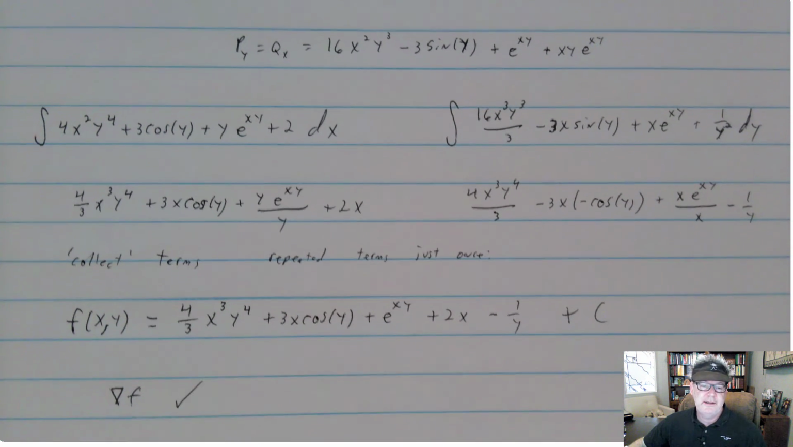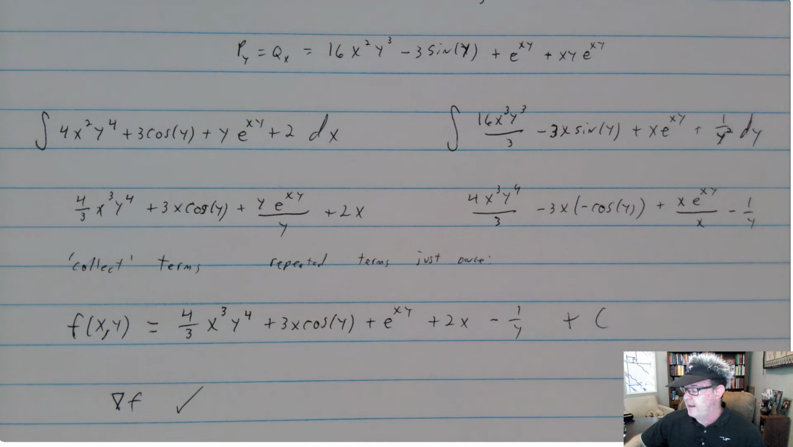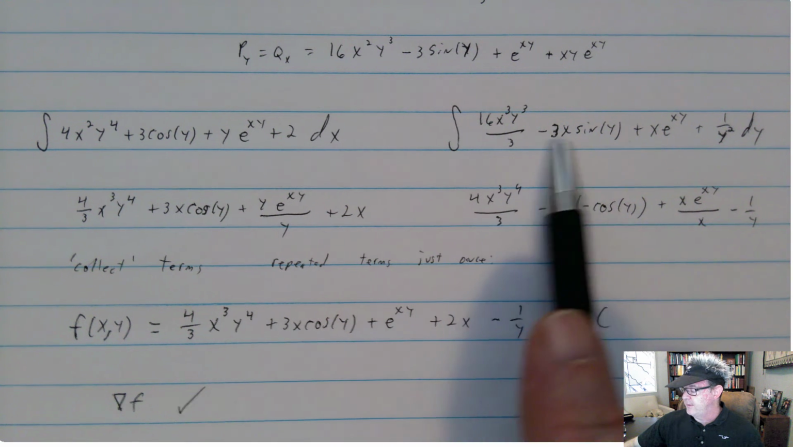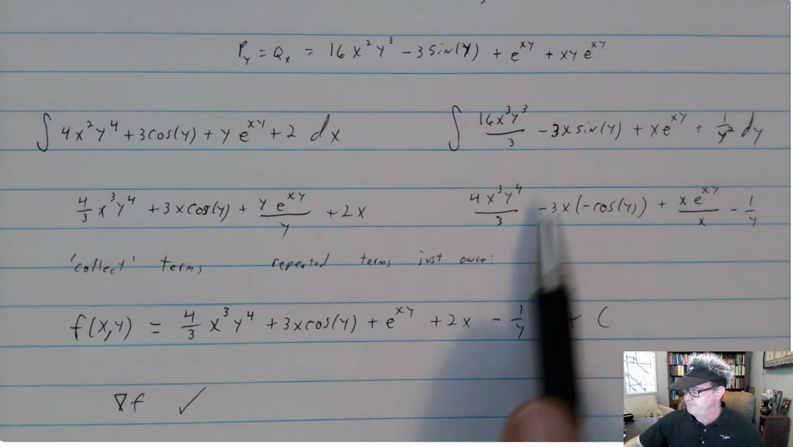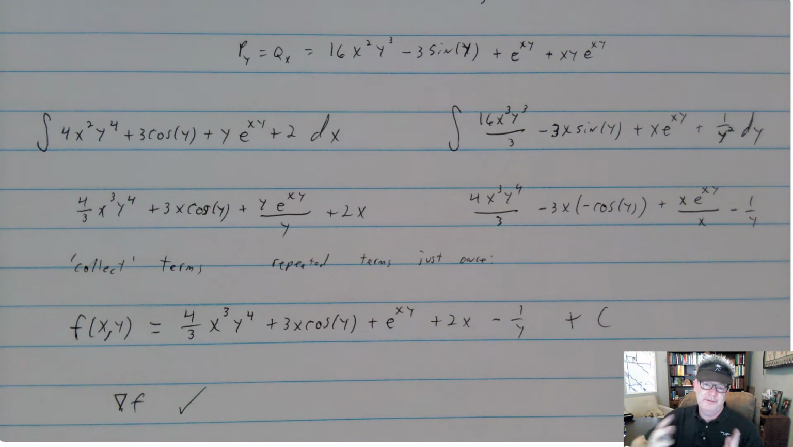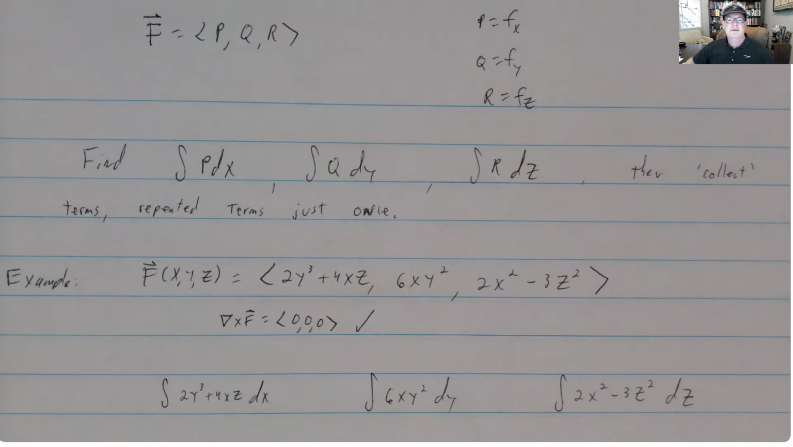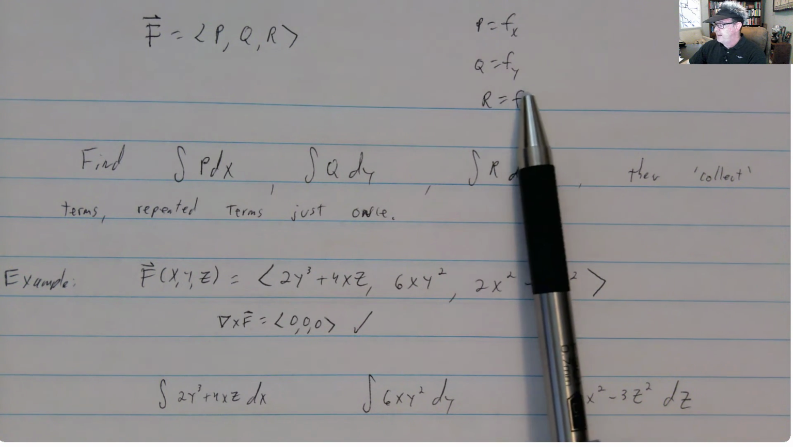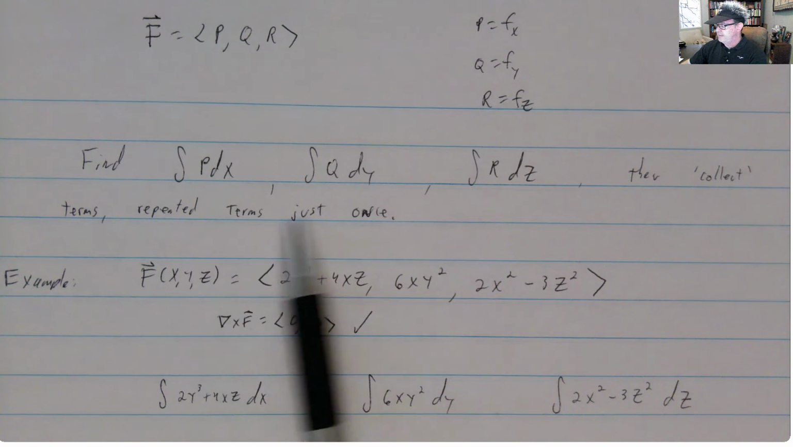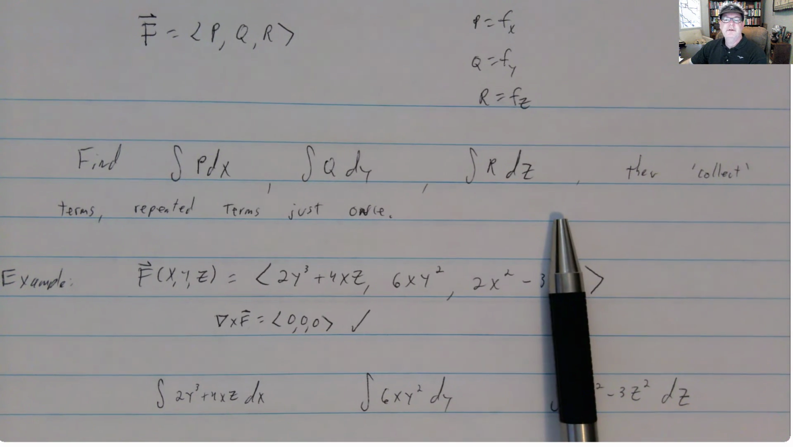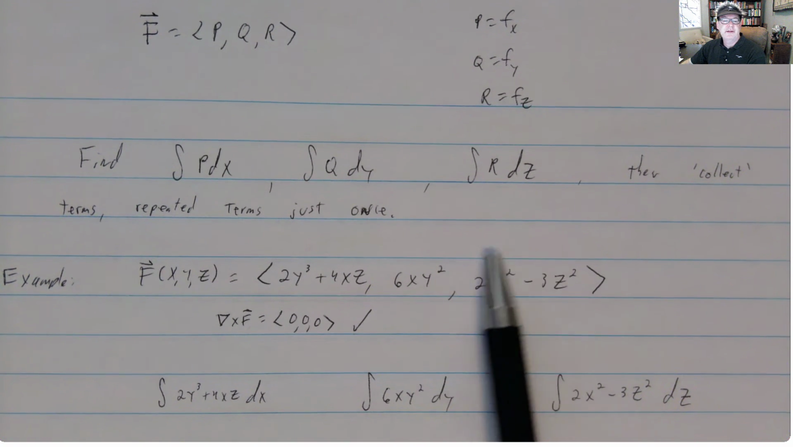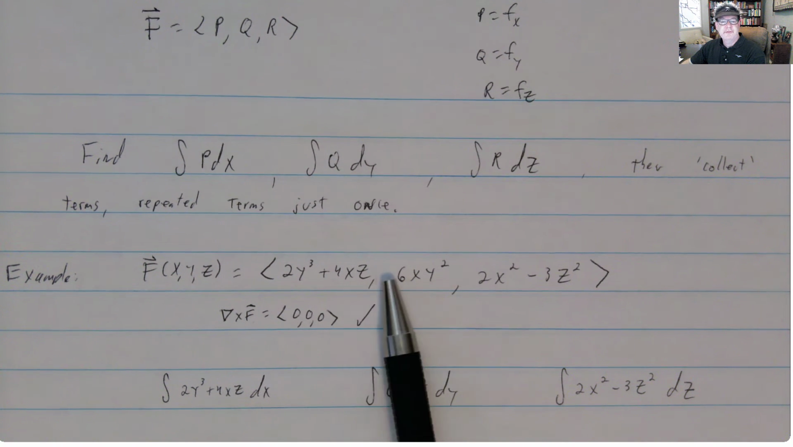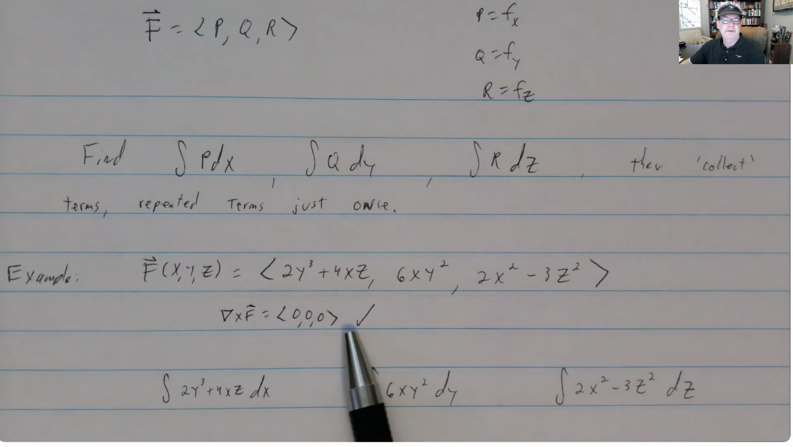But if you take the gradient, again, you'll see, when I take the x partial derivative, I'll get those terms. And when I take the y partial derivative, I'll get these terms. And that's why there was repeats. They're coupled, we sometimes say. And this gets generalized for a 3-dimensional field. If p is f sub x, q is f sub y, and r is f sub z, then I just do these 3 integrals, and repeated terms still just get counted once.